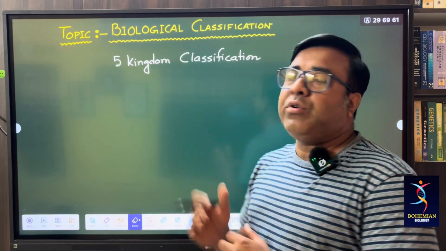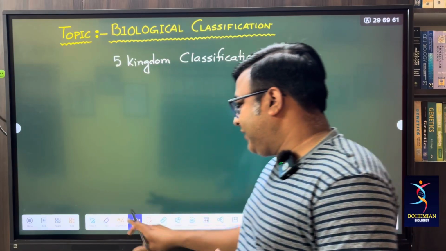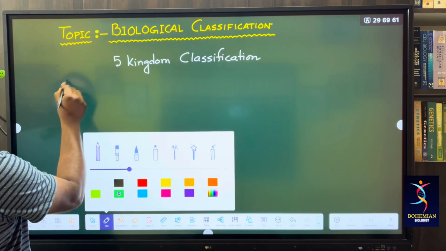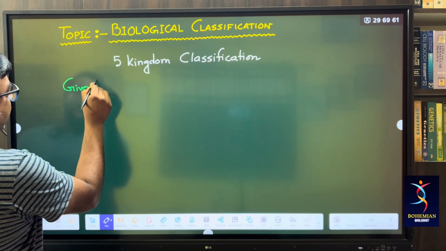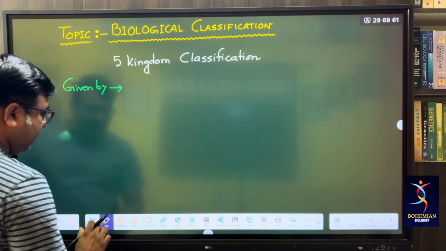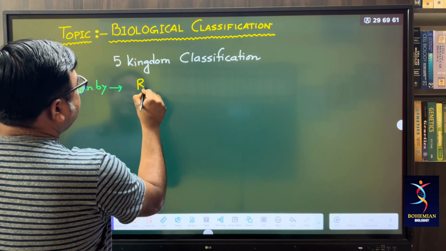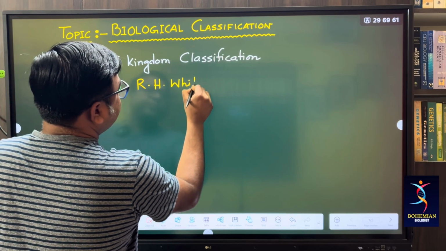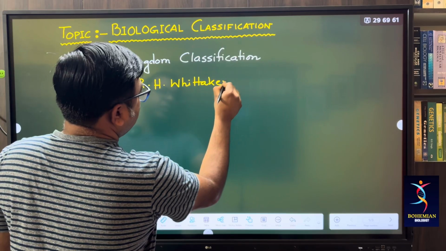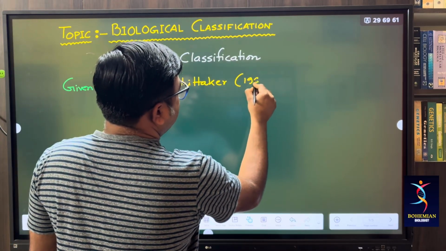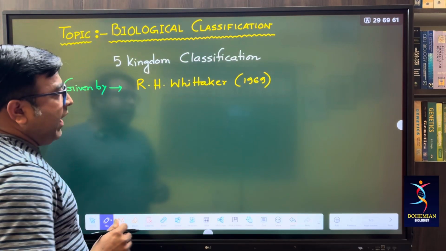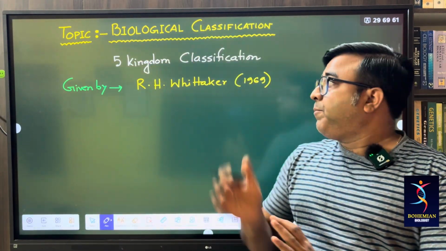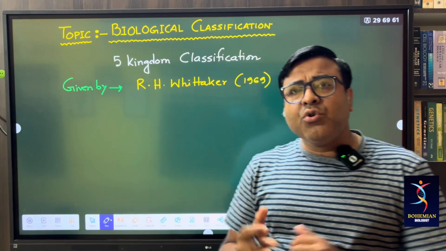Now I am going to discuss the five kingdom classification. This classification was given by scientist R. H. Whittaker in 1969, and he classified the total organisms into five kingdoms. You must know about the kingdoms.